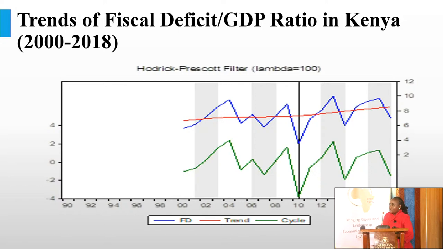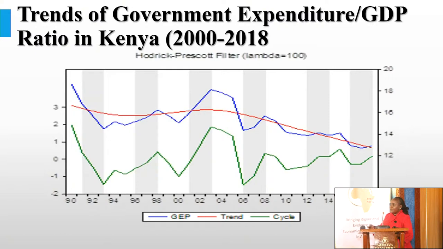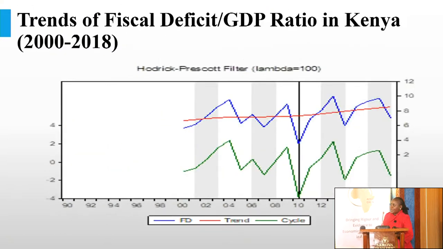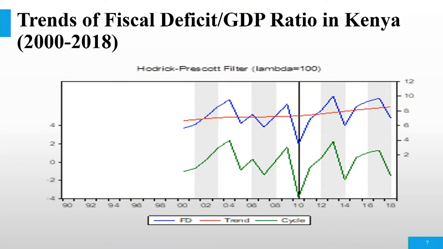Then I just tried to put some trends of the fiscal deficit to GDP ratio, and even the government expenditure and the tax revenue. One thing that you will learn is that the gray area that is shaded there represents the electioneering period, which is 1 year before the election year, and the year after the election.